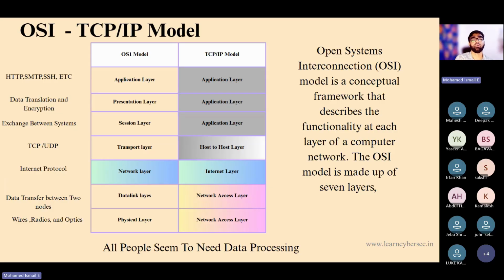The equivalent for the OSI model is: the physical and data link layers fall under the network access layer in the TCP/IP model. The network layer here is called the internet layer. The transport layer is called the host to host layer. The session layer, presentation layer and application layer are equivalent to the application layer in the TCP/IP model. If you come from an electronics or computer background, you might have studied this OSI model. The Open Systems Interconnection model is a conceptual framework that describes the functionality at each layer of a computer network. The OSI model is made up of 7 layers.